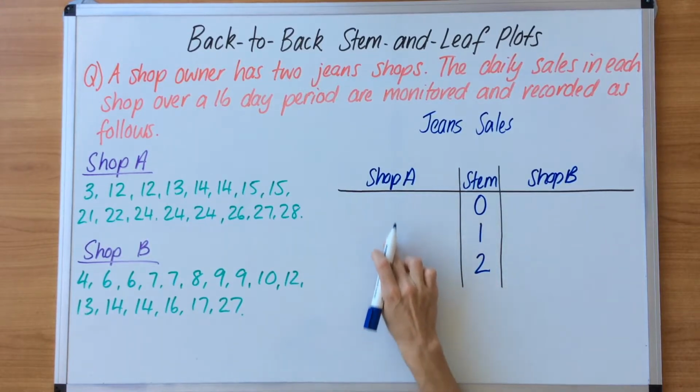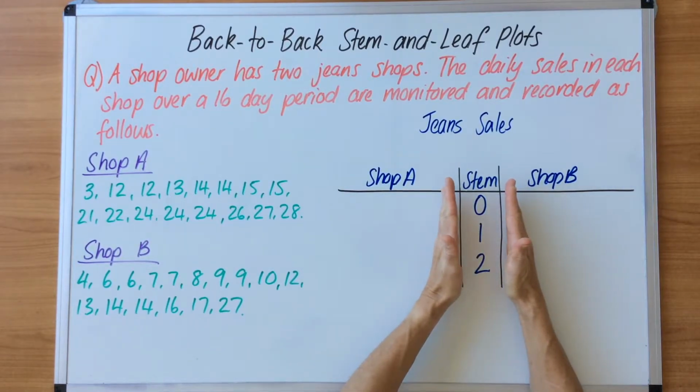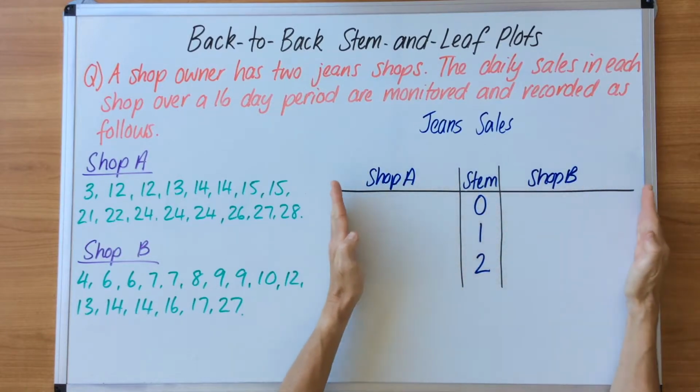So we're starting over here. Now what you need to understand is that numbers on back-to-back stem and leaf plots run in ascending order from the stem. So they're smaller in the stem and they get bigger as they go out.